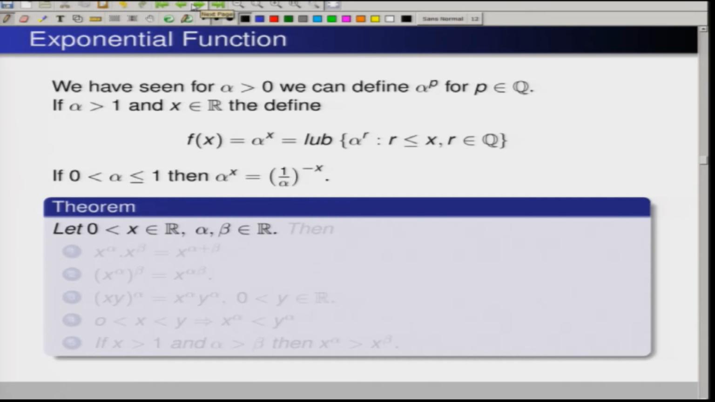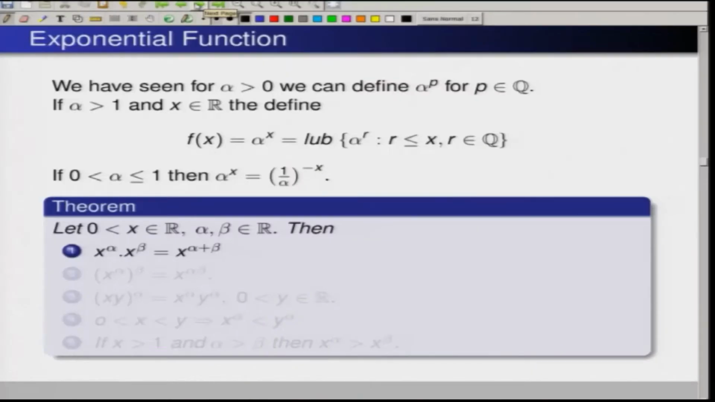Now, let us take x greater than 0, and alpha and beta are two real numbers. Then what we have seen is that x to the power alpha is defined, because x is greater than 0 and alpha is any real number. x to the power beta is also defined. So definitely these two are real numbers. So we can define x to the power alpha into x to the power beta, which is a real number, because the real numbers form a field.